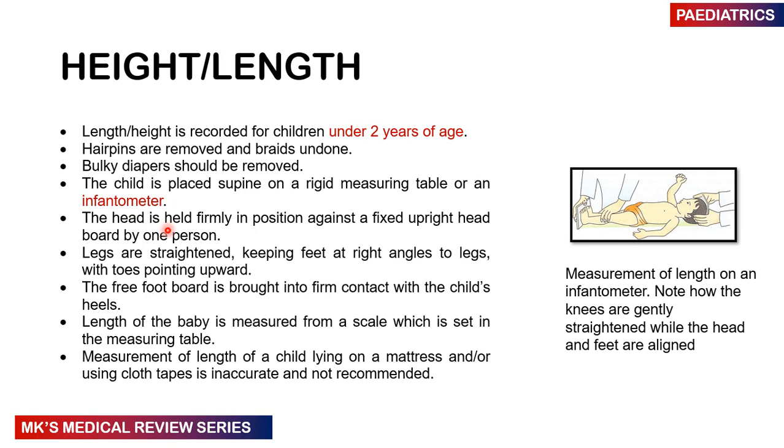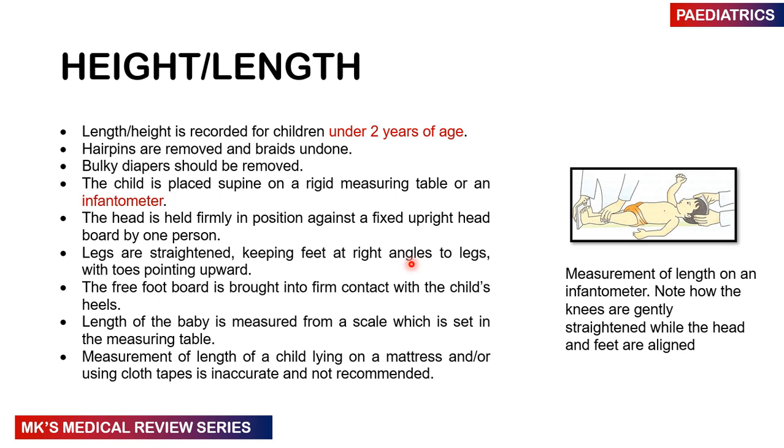The child's head should be held firmly in a fixed upright position against the headboard. Then of course the legs should be straightened and kept flat, at right angles to the board, with the toes pointing upwards. Then the free end of the board should be brought in contact with the child's heels, and we measure the length of the baby using the infantometer. Remember that measuring the length of a child lying on a mattress, not a hardboard, or lying on a bed with a measuring tape, is not really accurate and not really recommended.